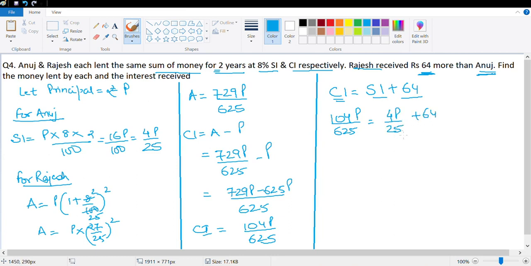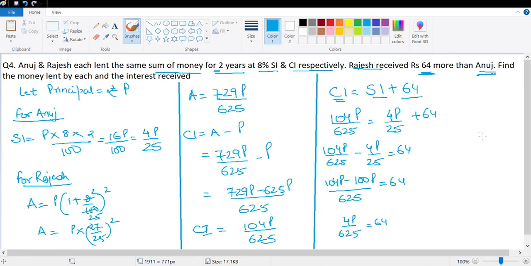Let's take the variable on one side. That's 104p upon 625 minus 4p upon 25 is equal to 64. LCM 625. This is 104p minus 4p multiplied with 25. So that's 100p, so 4p upon 625 is equal to 64. Therefore, p is equal to 64 into 625 upon 4.